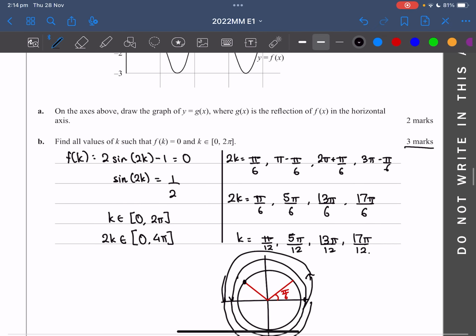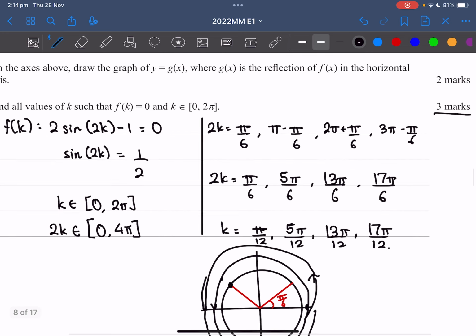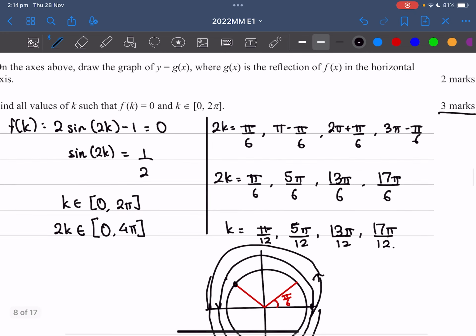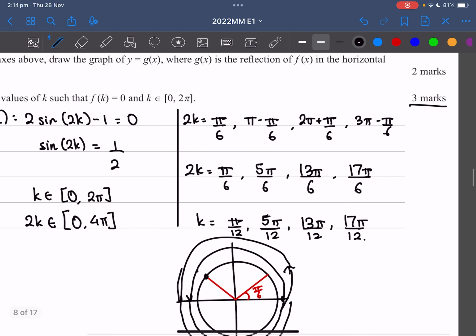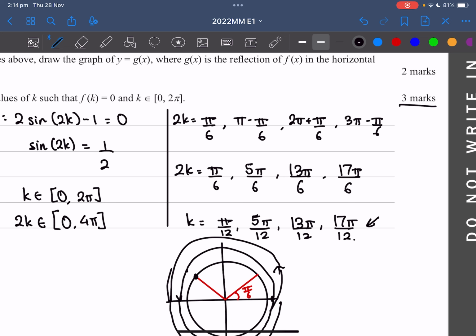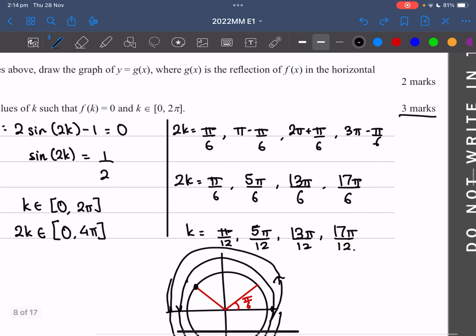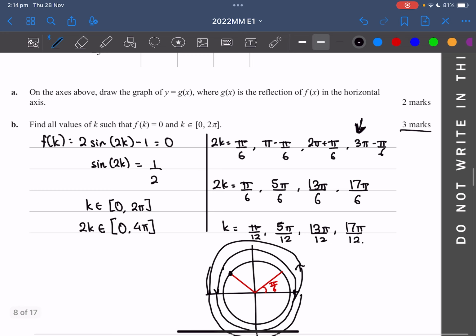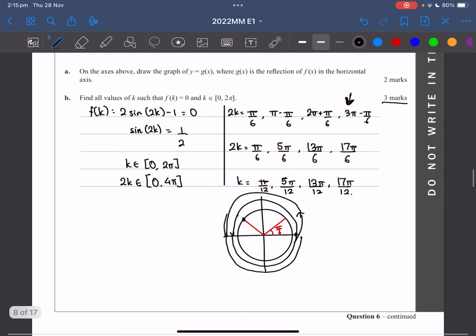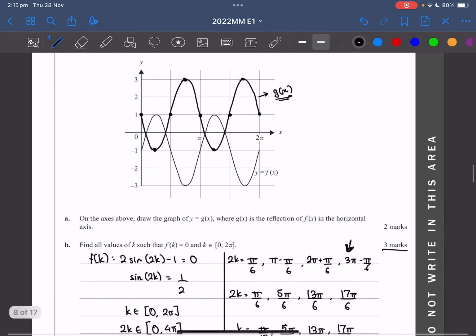Oh, 3 marks. Okay, so 1 mark, maybe 2 marks for getting all the values right, and then 1 mark for getting up to this step over here, because after that it's just mathematics. So understanding comes here on this step. Okay, so I'm assuming 2 marks for the answers and 1 mark for the working out, I believe. Could be wrong. So yeah, okay, that's question 6.